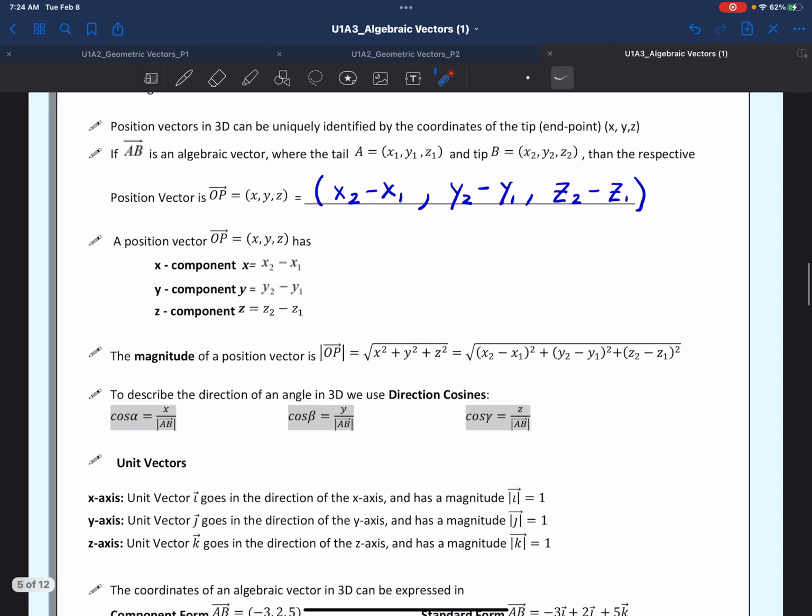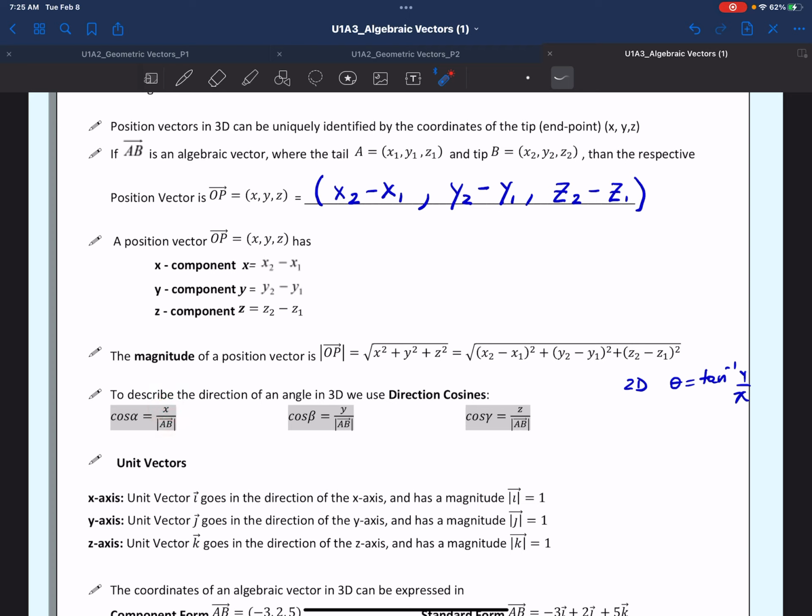Now, the direction of vectors in 3D is described by what we call direction cosines. So that's what's different from 2D. Remember that in 2D we use theta equals inverse tan y over x. Now in 3D we don't use theta, the tan ratio, but we use what we call cosine ratio. And for this we look at x over the magnitude of AB, which serves as the hypotenuse of the triangle formed with the x component.